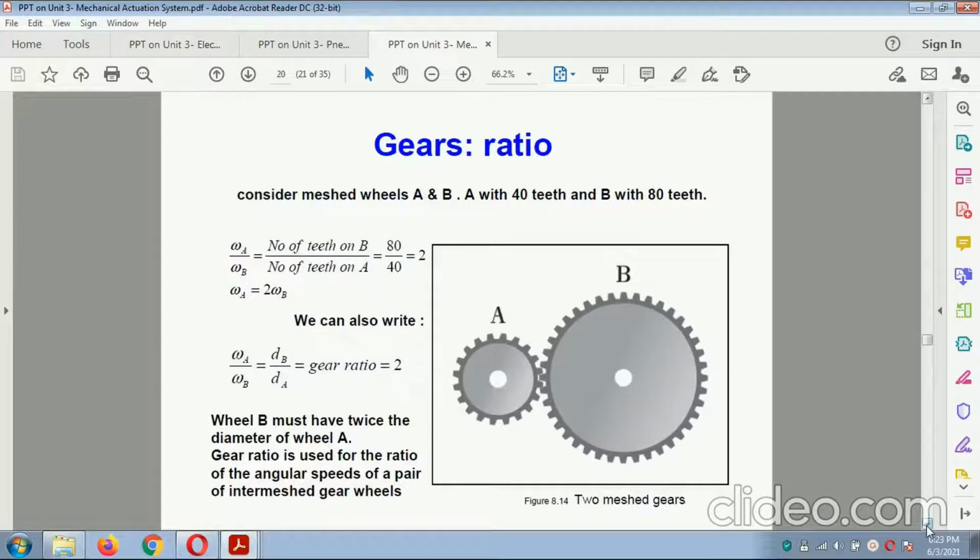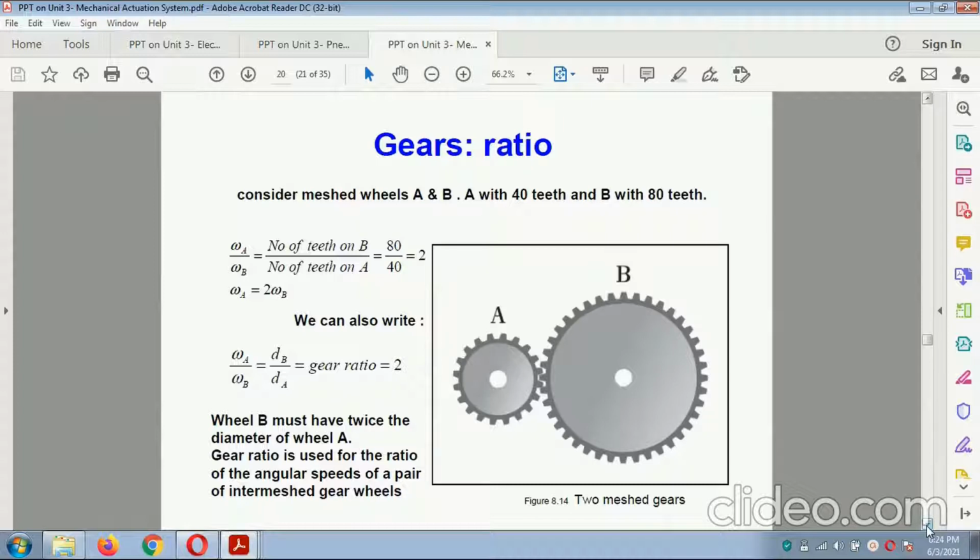Consider the mesh of A and B, with A having 40 teeth and B having 80 teeth. The number of teeth on B over the number of teeth on A, that is 80 divided by 40, is equal to 2. Therefore, WA upon WB is equal to DB upon DA, and the gear ratio is 2, while B must be twice the diameter of A.